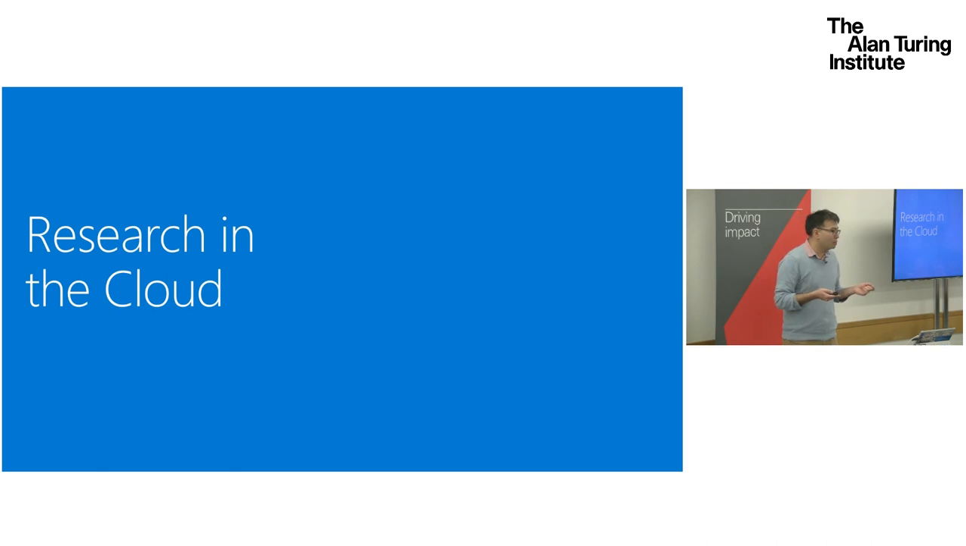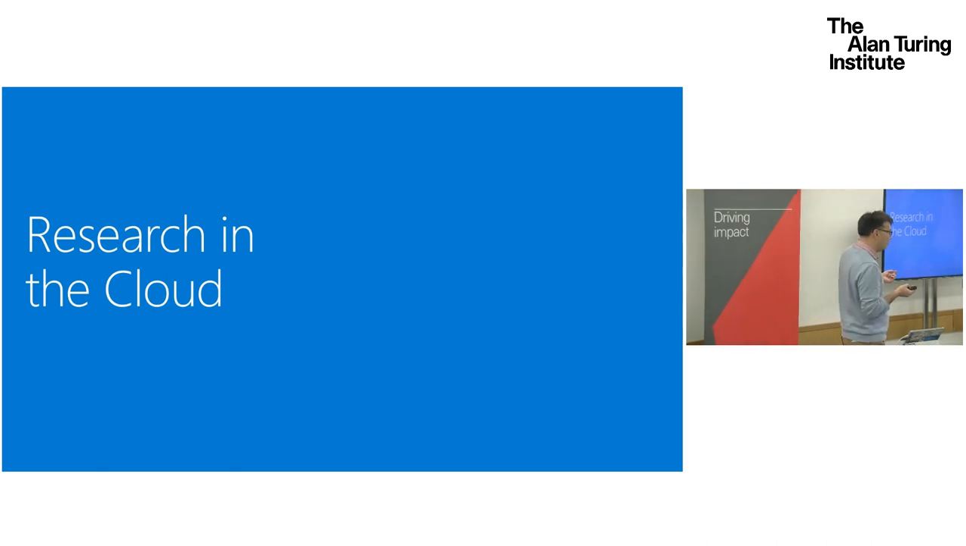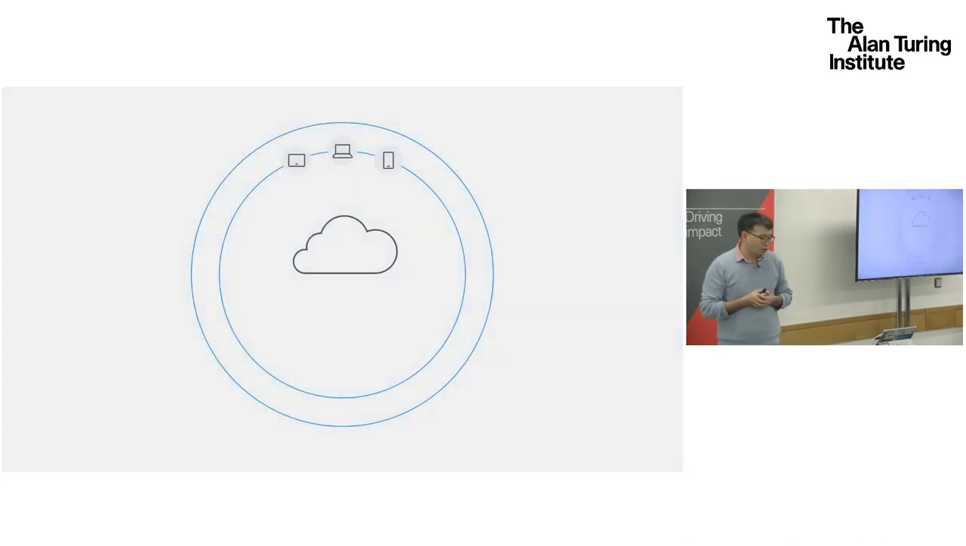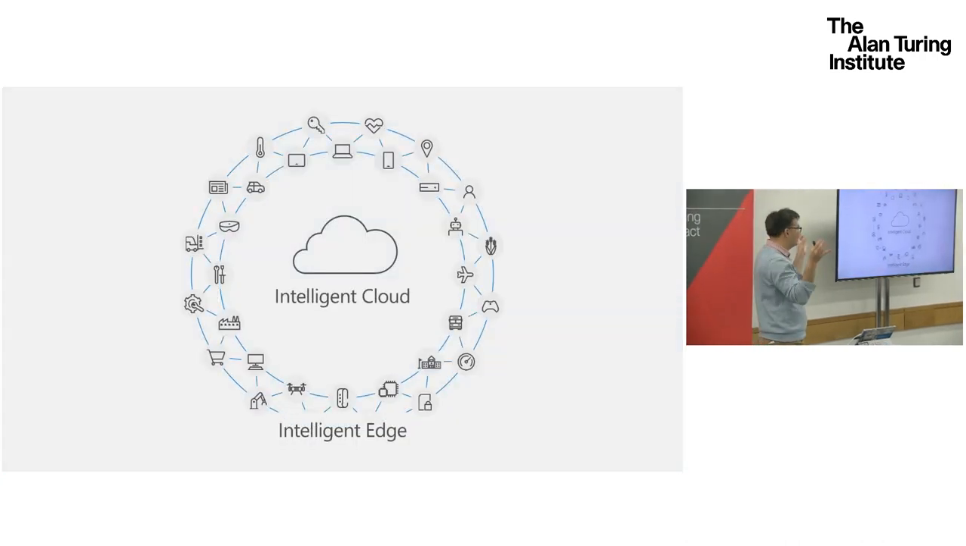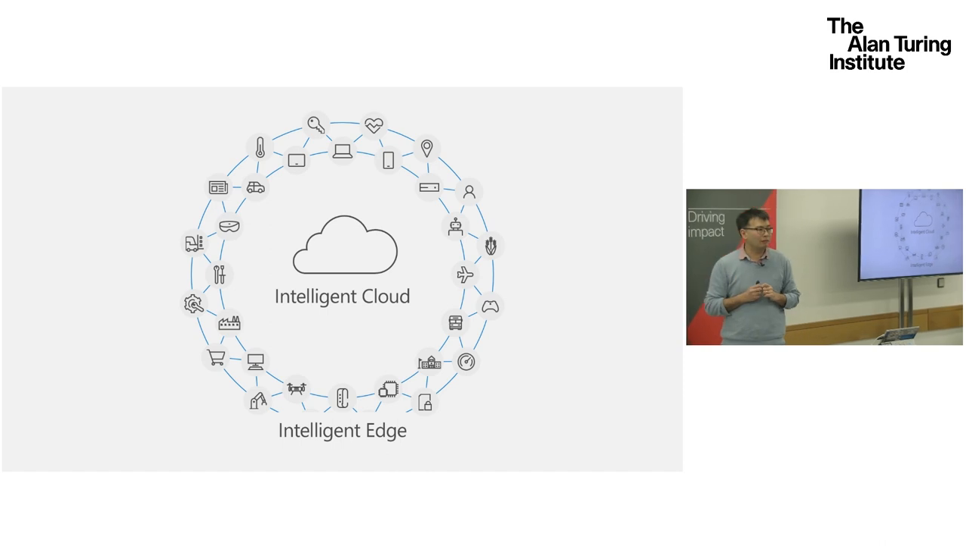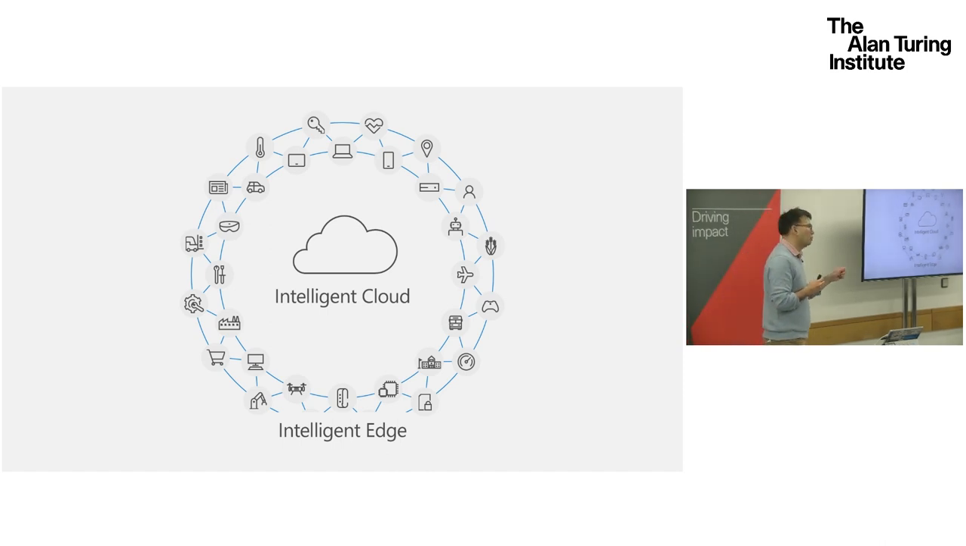And when we think about research in the cloud and we think about cloud computing, we often think about just these machines that are sat in a massive data center somewhere, and we have to move all of our data up to there. But our approach at Microsoft is we think about this as an intelligent cloud, so it's a cloud optimized for things like machine learning and AI. But we also think about what we call the edge. So the edge could be your smartphone, it could be an Arduino device or a Raspberry Pi, or the edge could be a server within your own university that talks seamlessly to the cloud.